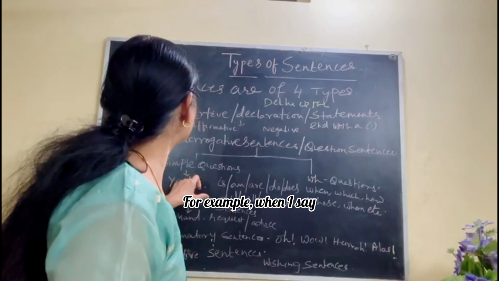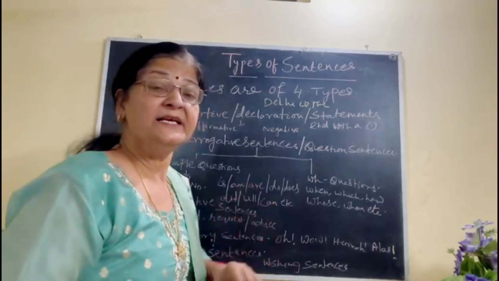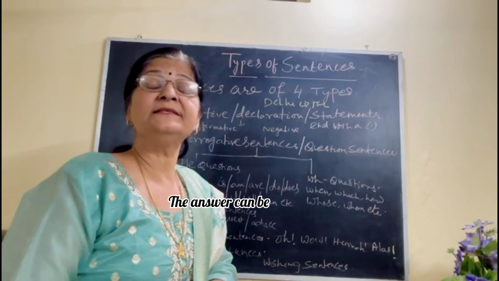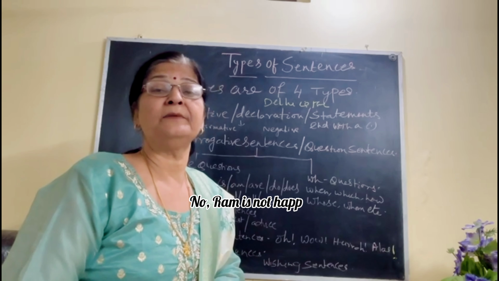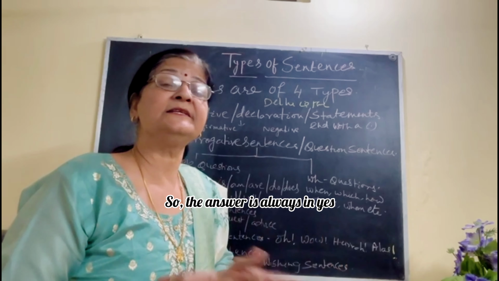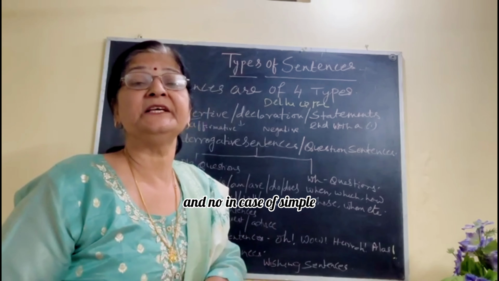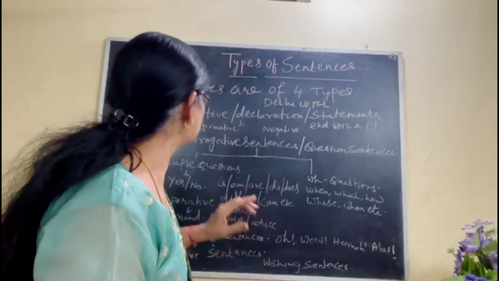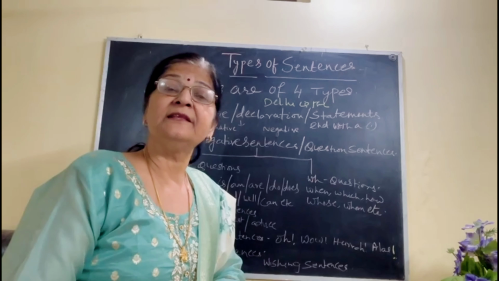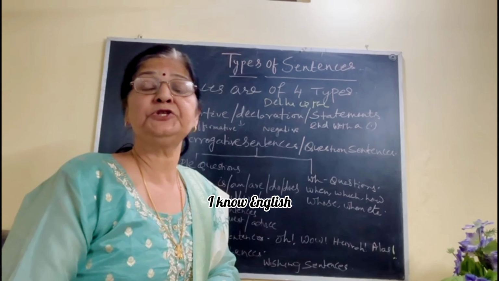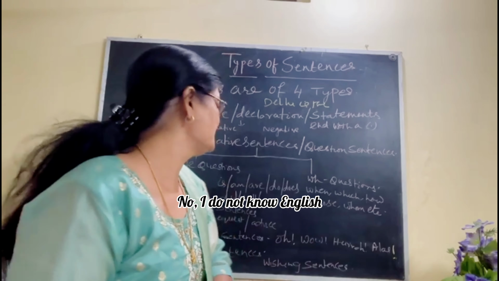For example, when I say, is Ram happy? The answer can be either way. Yes, Ram is happy. No, Ram is not happy. So the answer is always in yes or no in case of simple questions. If I say, do I know English? The answer may be yes, I know English. No, I do not know English.